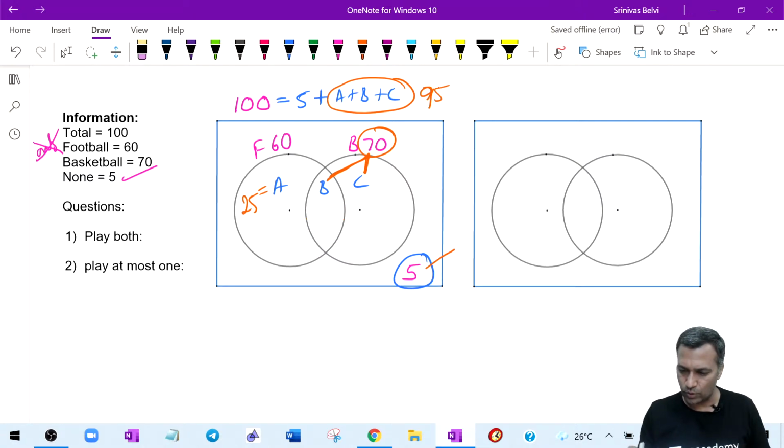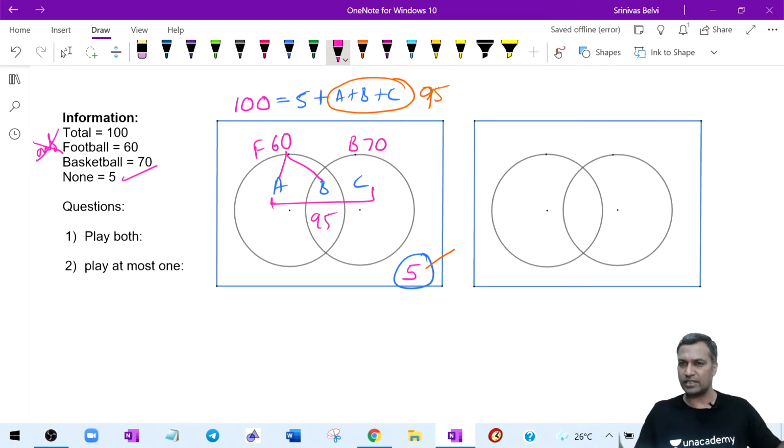Let me just show the other one. By now you can write the middle number also. I will find the other side first. No issues. Already you find this 60 is made up of these three. These three numbers put together is 95.